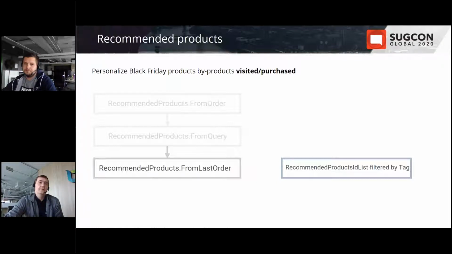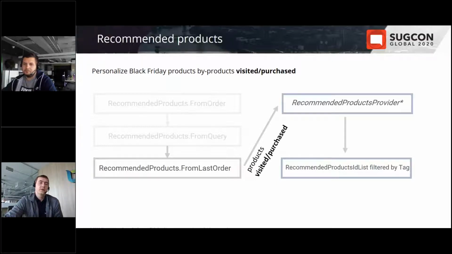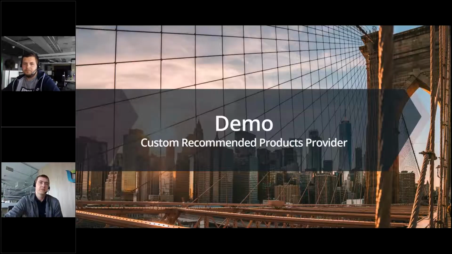Now this is where we will need to, instead of using the from query processor, let Sitecore process products from the last order, and we will need to override or implement our own recommended products provider, which will basically do the job to filter products based on tags. So we start with customer products, and then we find related products filtered by a specific tag. So Andrei can now demonstrate this implementation.